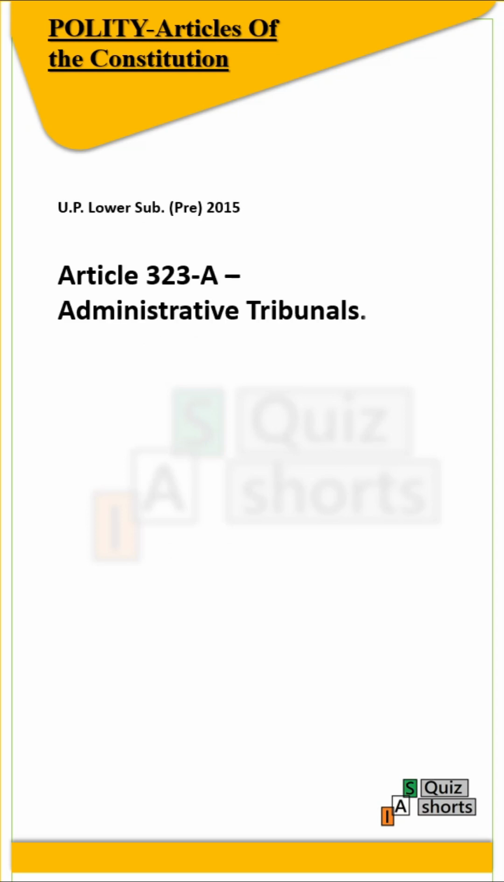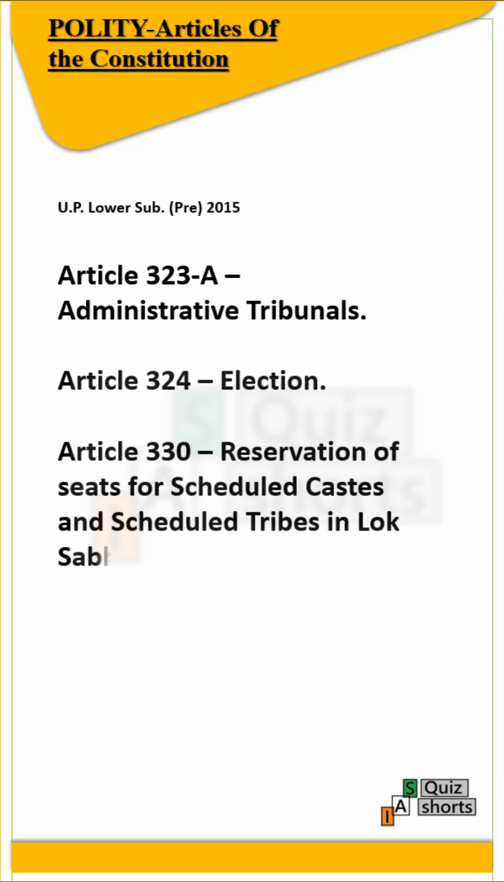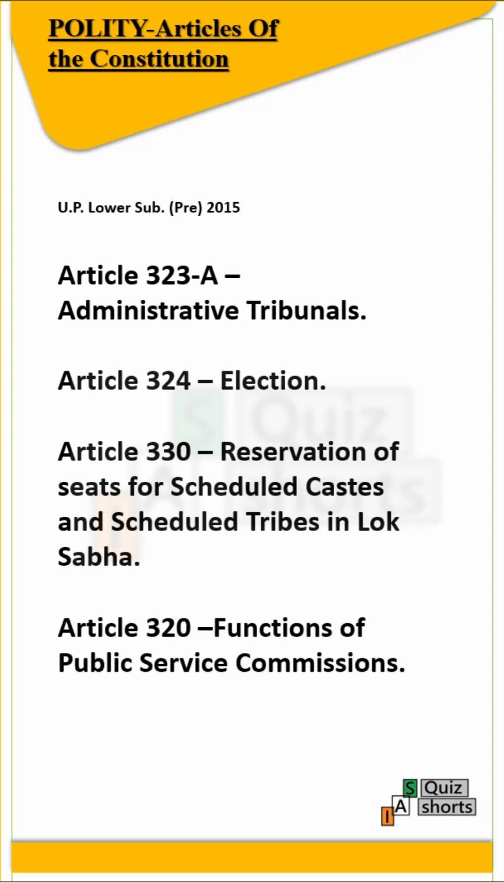Article 323A Administrative Tribunals. Article 324 Election. Article 330 Reservation of seats for scheduled castes and scheduled tribes in Lok Sabha. Article 320 Function of Public Service Commissions.